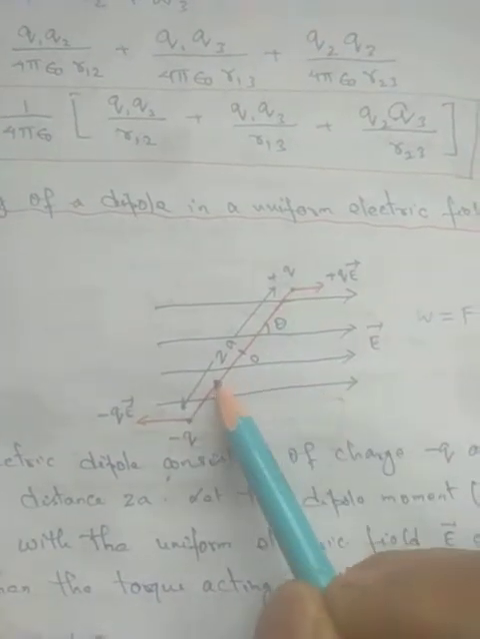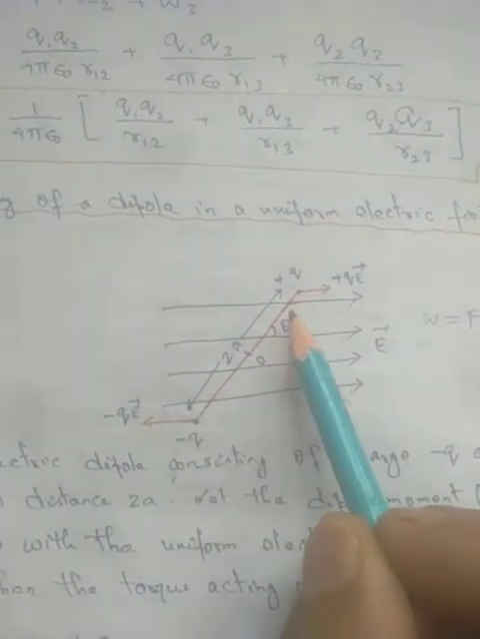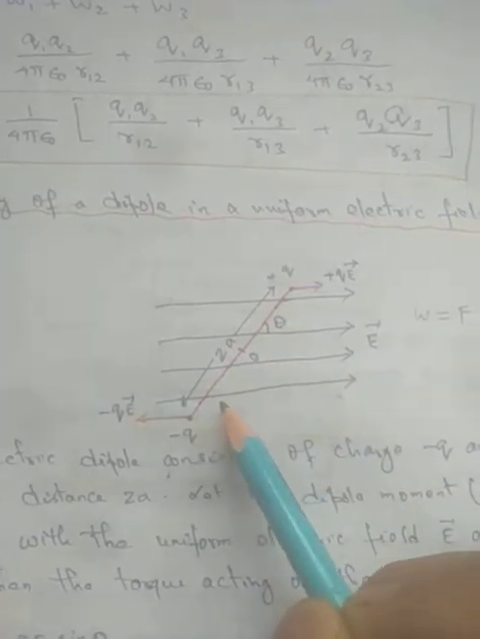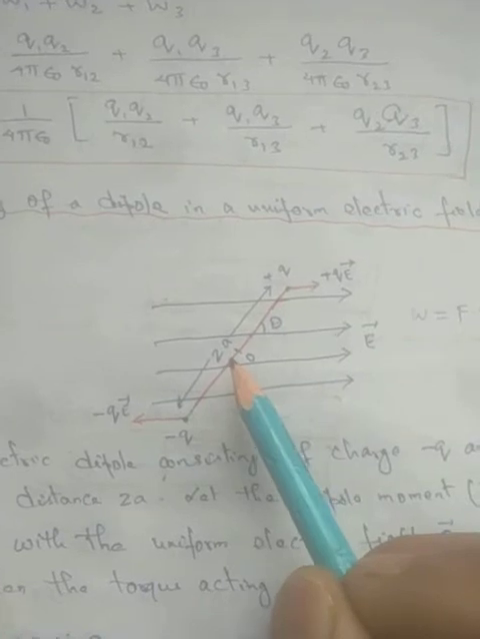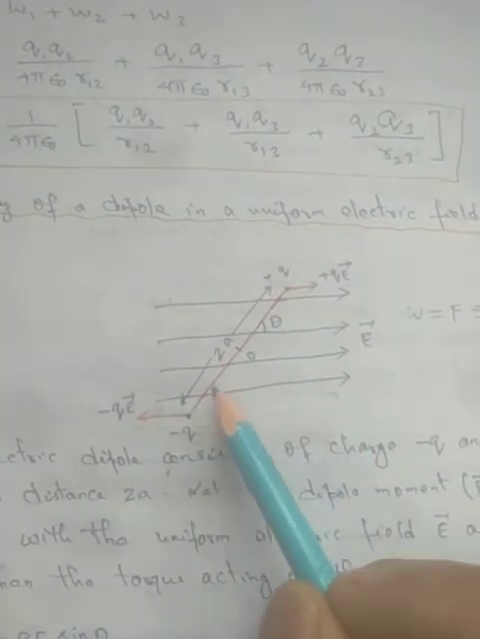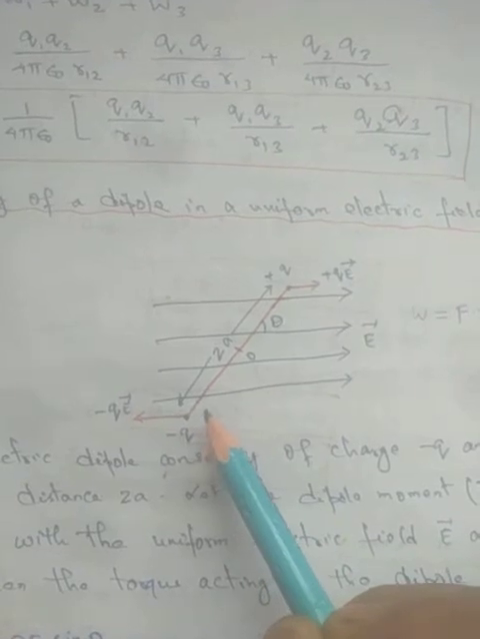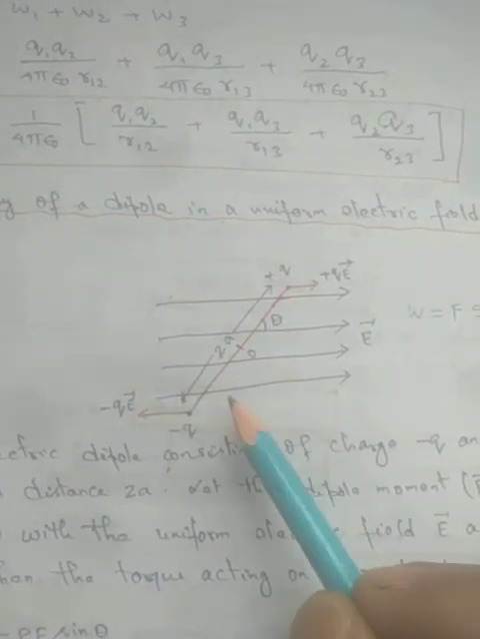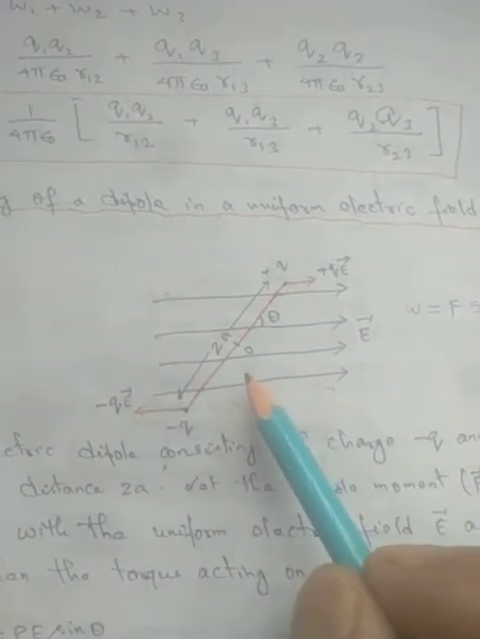Now this electric dipole is placed inside the uniform electric field, and as we have seen before, when a dipole is placed in a uniform electric field, the dipole will rotate in clockwise direction.